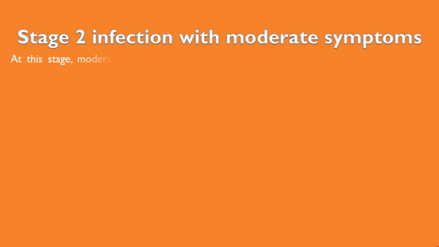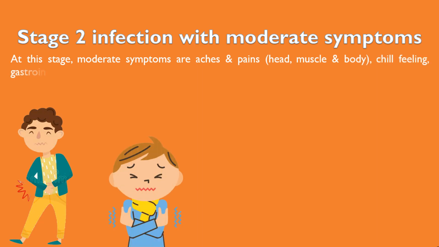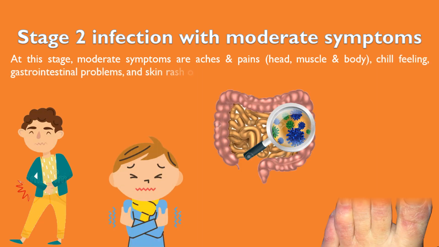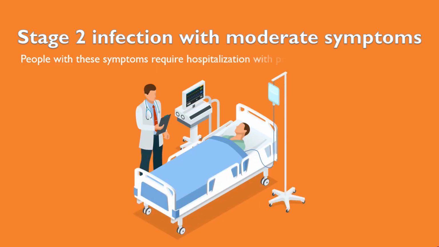At this stage, moderate symptoms are aches and pains in the head, muscles and the body, chill feeling, gastrointestinal problems, and skin rash or discoloration of the fingers or toes. People with these symptoms require hospitalization with prompt symptomatic treatment.